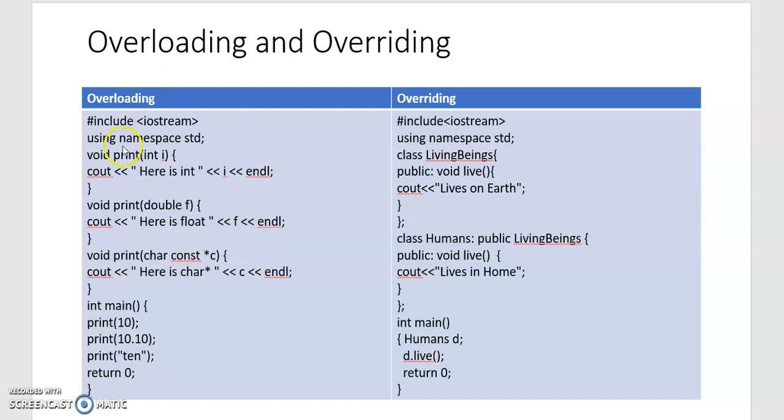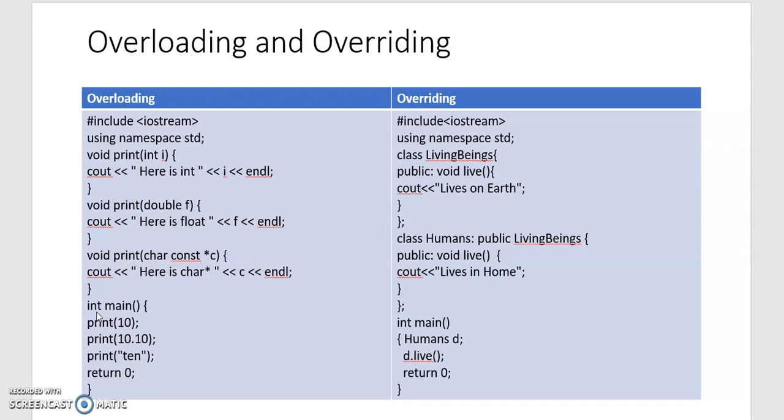So here, print is defined as a function and you have an argument in the form of int I. You have another function print defined here that has an argument double F. You have another print function which receives a character. And when you look at this particular program, int main, it is calling these functions to execute them. This is a normal C++ program, so a function is being called without the object.